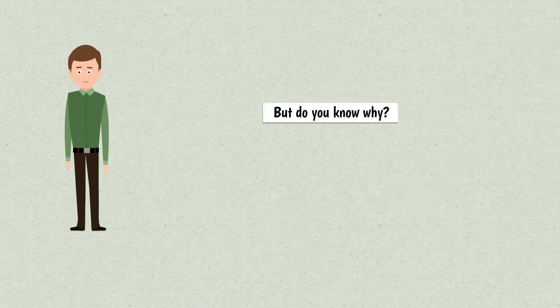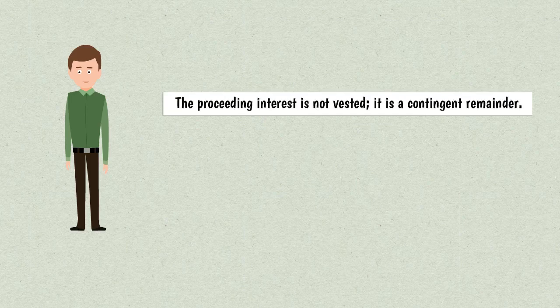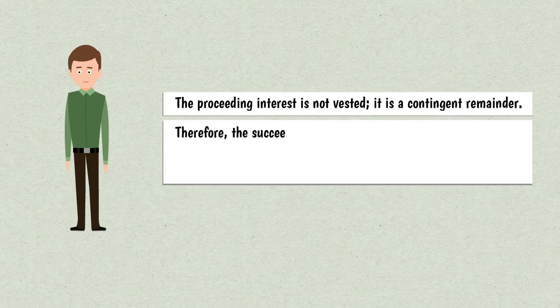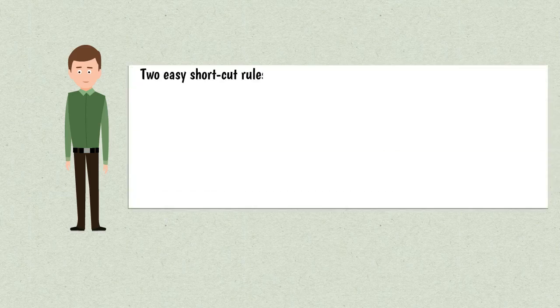But do you know why? The reason is that the preceding interest is not vested. It is a contingent remainder. So the succeeding interest cannot be an executory interest because the executory interest divests. And obviously, they cannot divest interests that are not vested. Two easy shortcut rules follow from this.